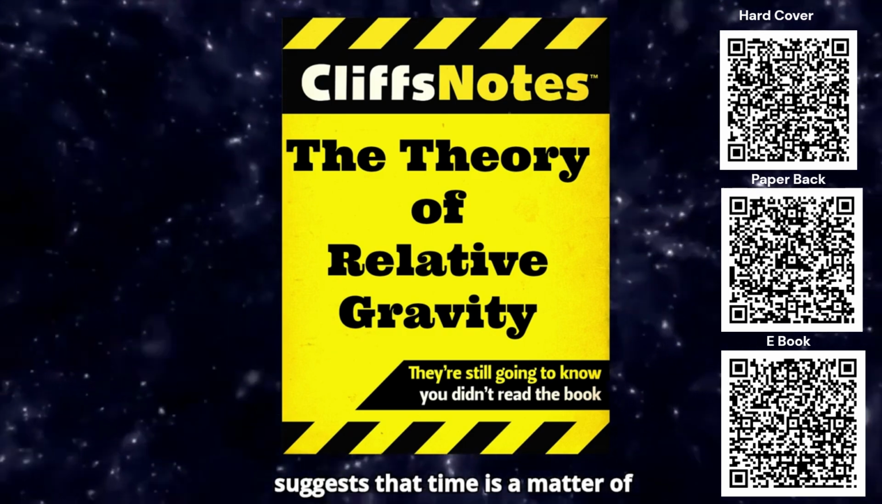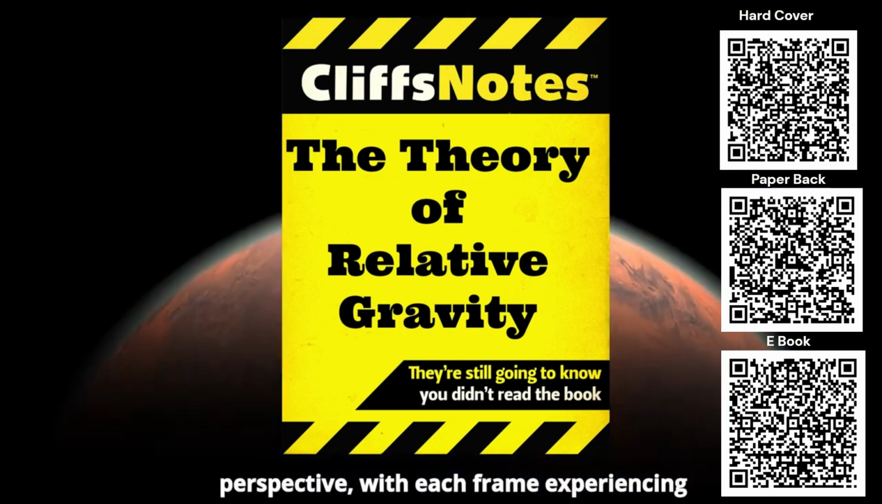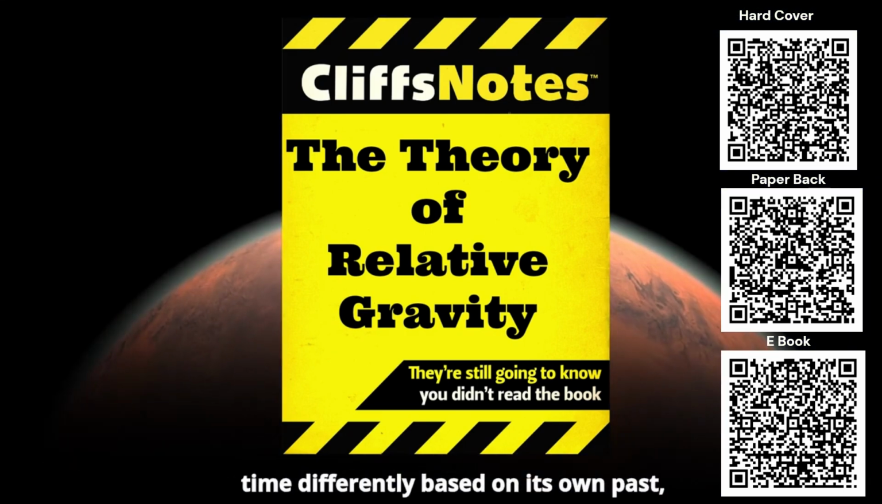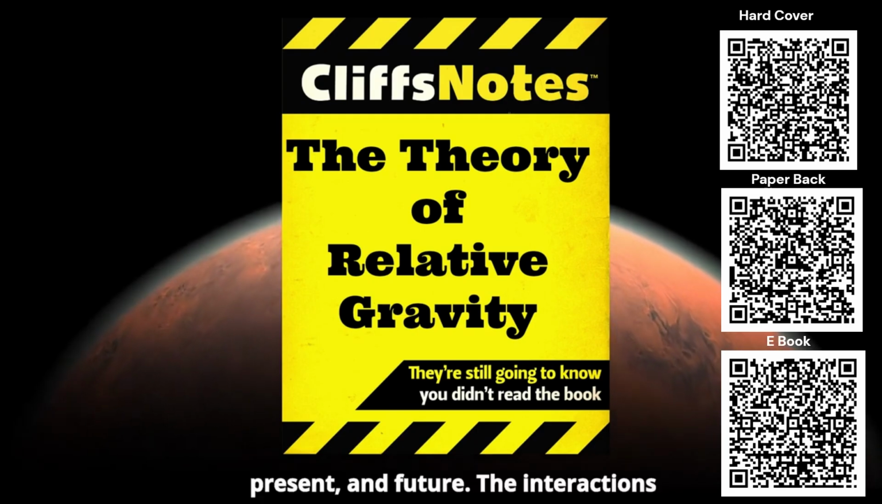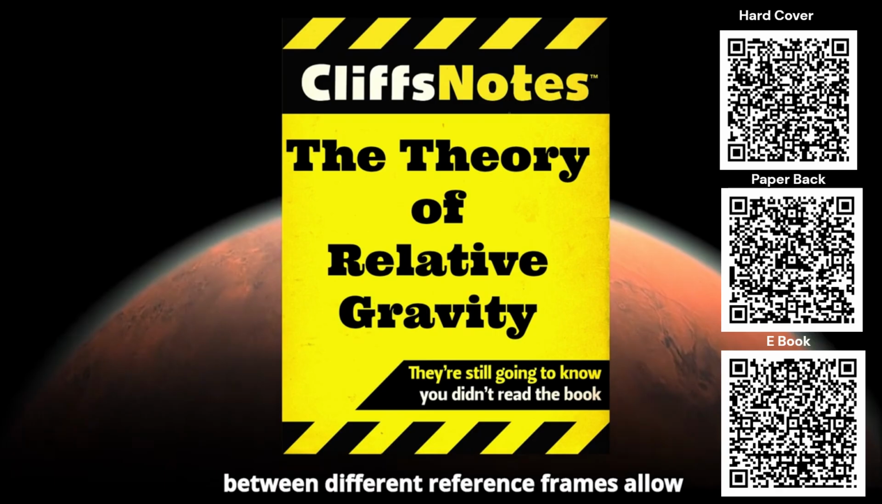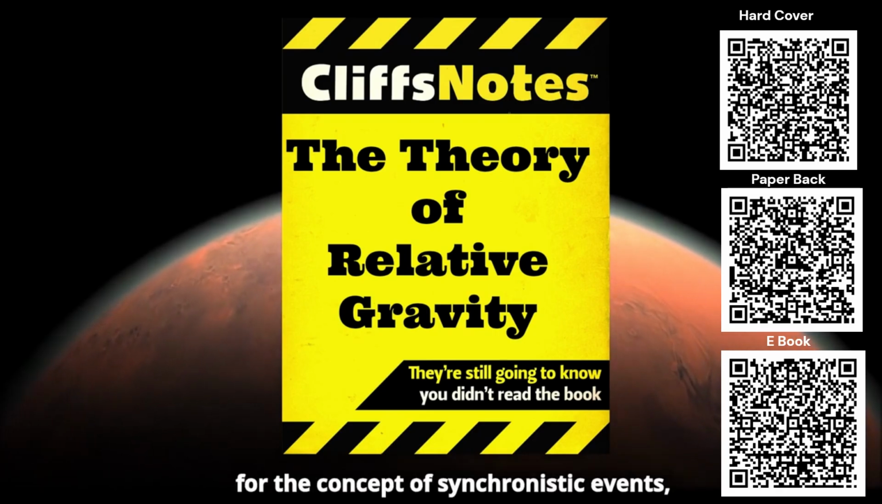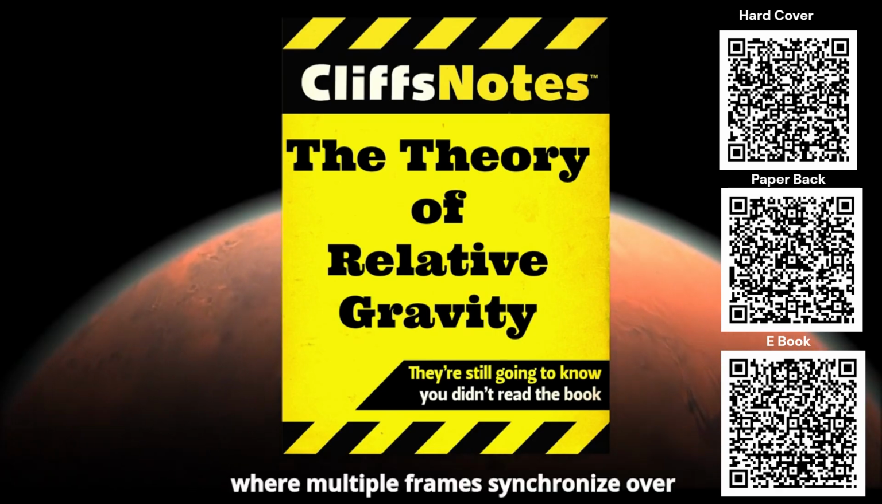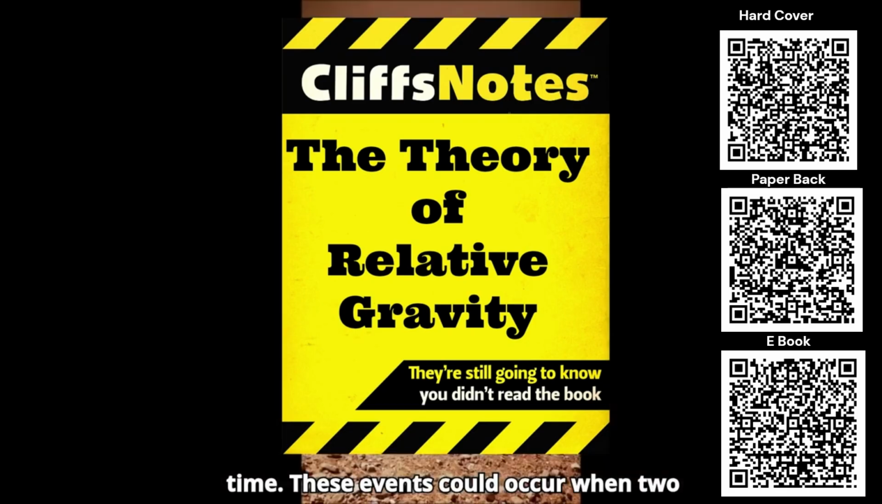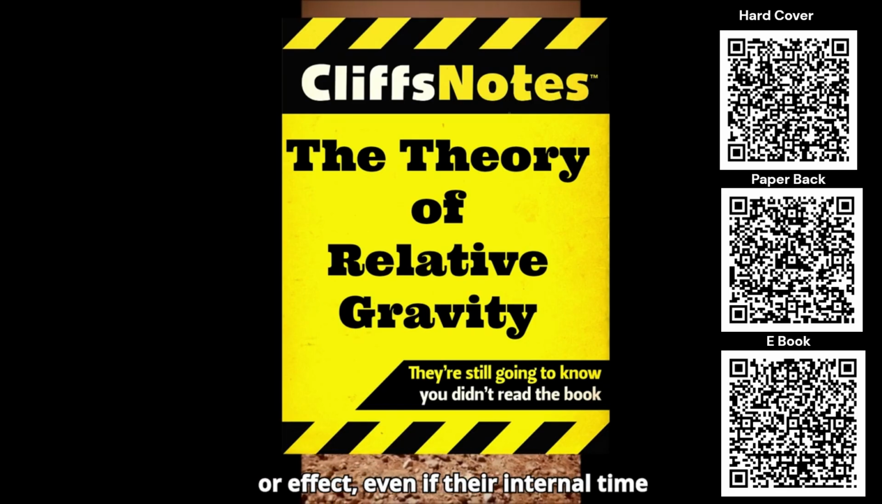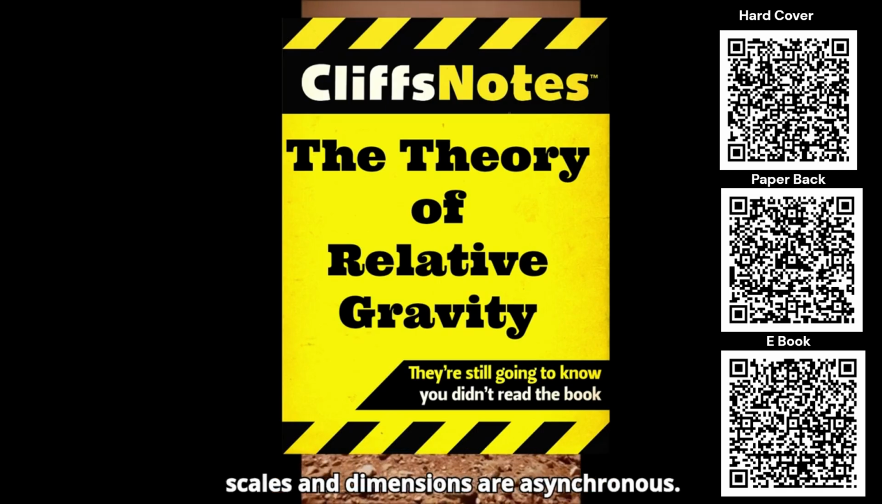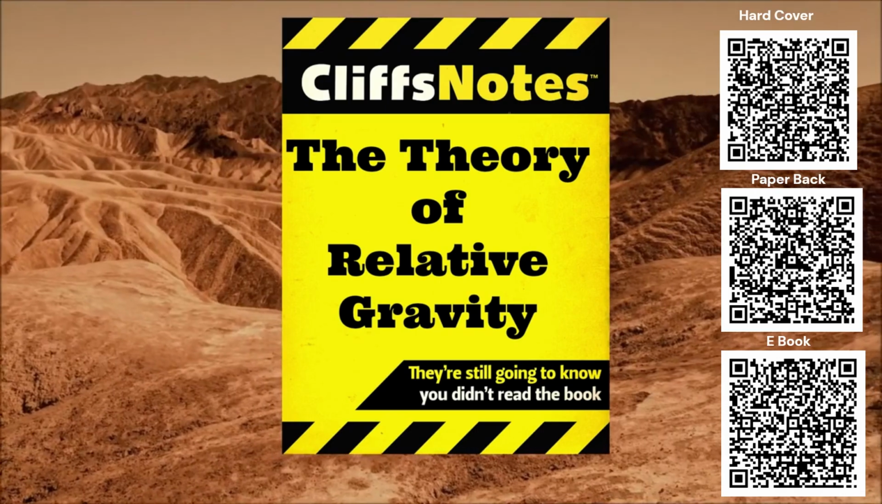This view suggests that time is a matter of perspective, with each frame experiencing time differently based on its own past, present, and future. The interactions between different reference frames allow for the concept of synchronistic events, where multiple frames synchronize over time. These events could occur when two or more frames share a common connection or effect, even if their internal timescales and dimensions are asynchronous.